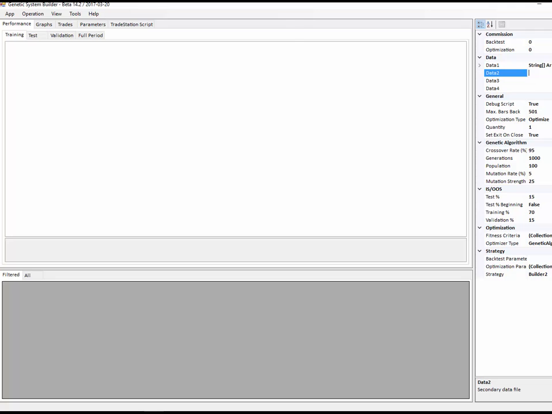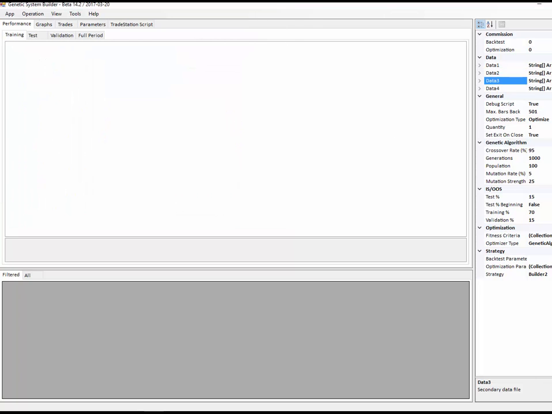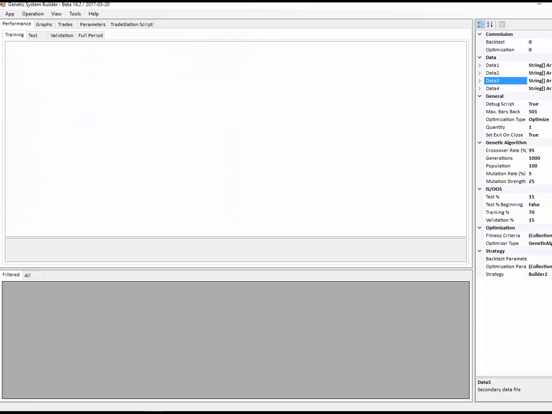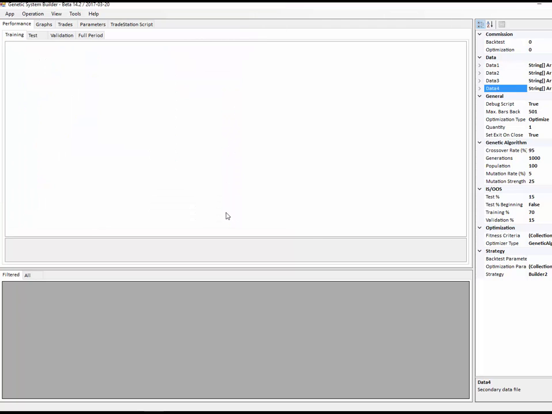And then I'm going to choose the data streams, and I'm going to use the ES, the Dow, and the cash indice of the S&P 500. So we can trade multiple data streams without having to use CSV files to import oscillators and various things like that.